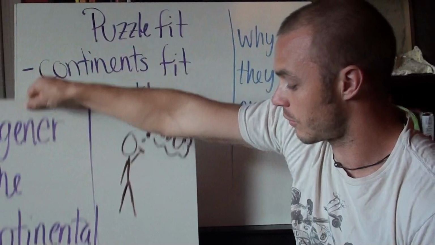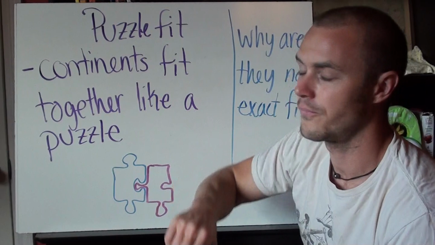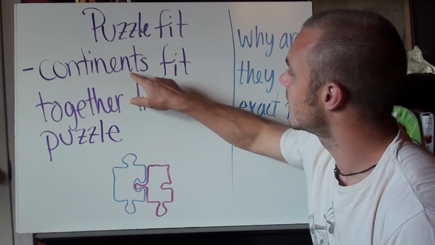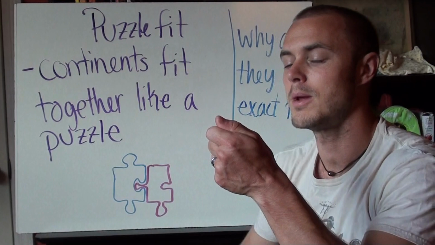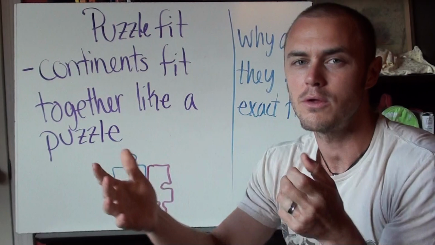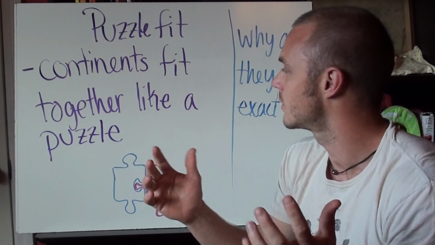The first one was puzzle fit. As maps became more prevalent and more accurate, people noticed that the continents fit together like a puzzle. The best example is, think about South America and Africa. South America kind of fits into the armpit of Africa there, and so people said, well, those kind of look like they go together, and North America and Europe kind of maybe go together, and there's some other spots where they thought maybe they kind of fit together like a puzzle.